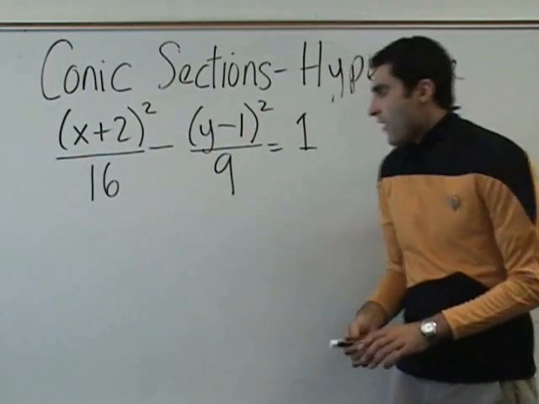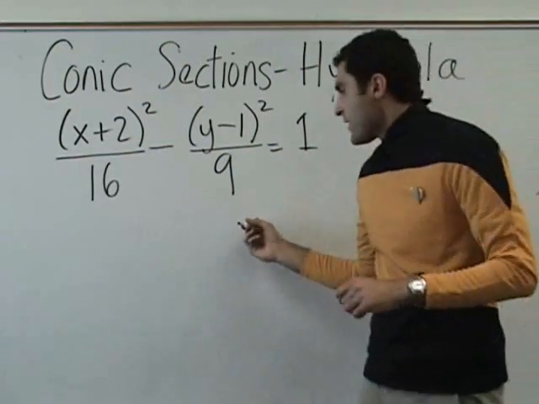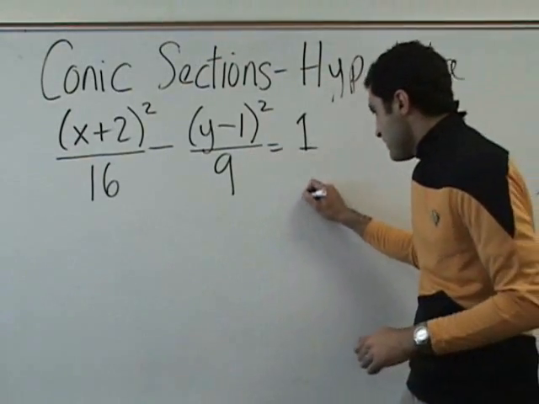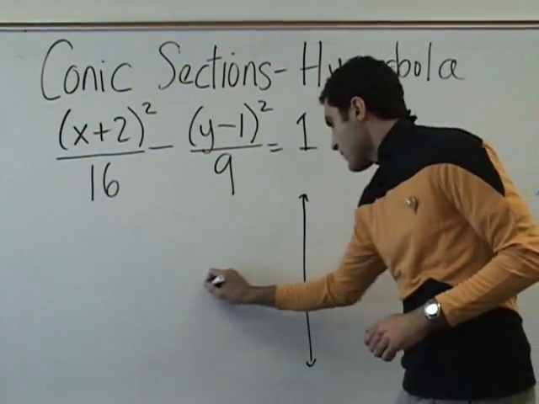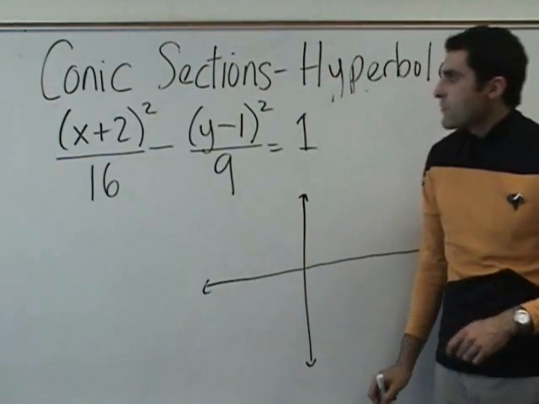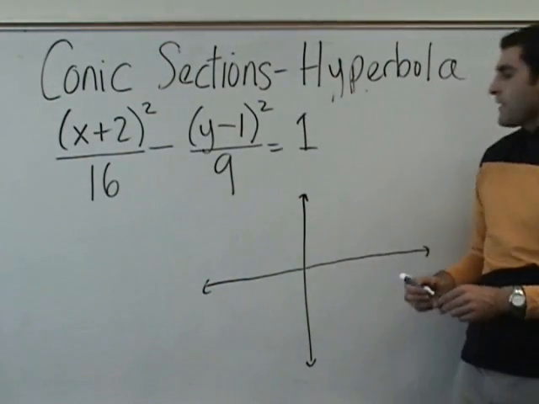All right, let's do this right quick. Which way does this open? Up, down, or left, right? Left, right. What do we do now? Vertex. What is that? Negative 2, 1.